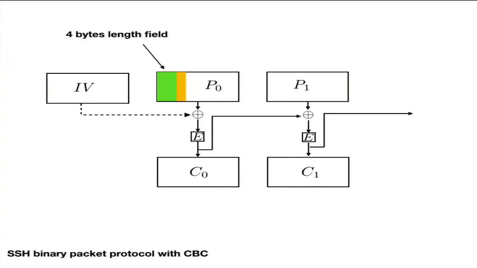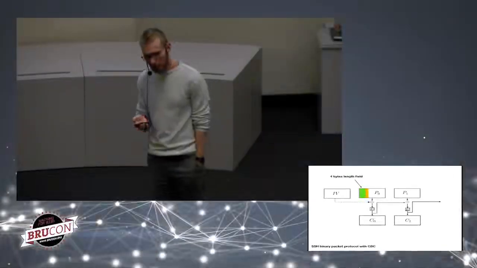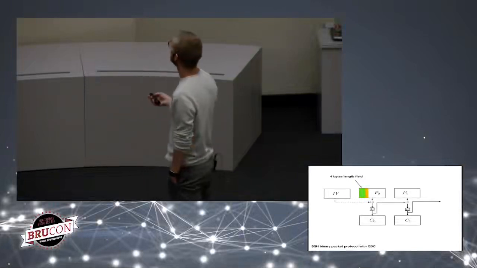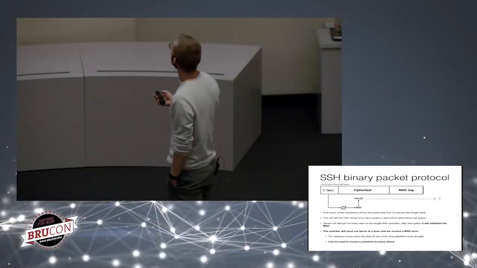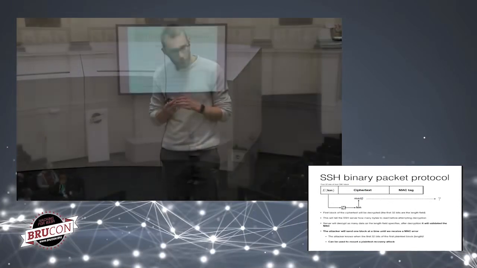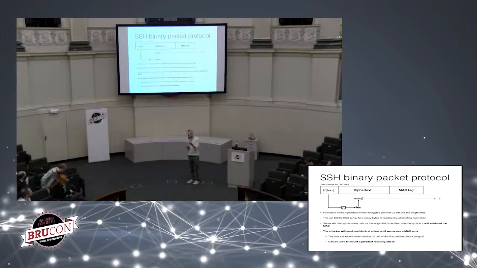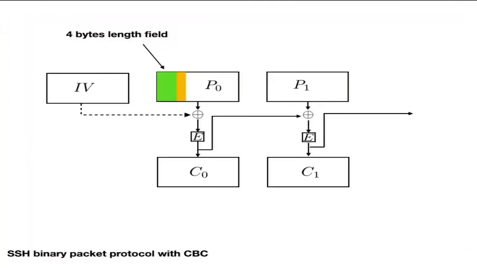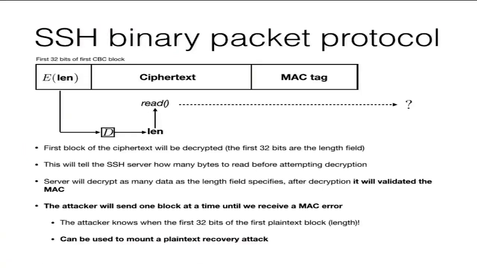So let's now quickly dive into an attack for SSH CBC, a plain text recovery attack. So let's first look at how the SSH server knows, or how it can perform decryption. So you have a ciphertext. From here you know that the first few bytes are the length. So with a ciphertext here, the first 4 bytes are the length.